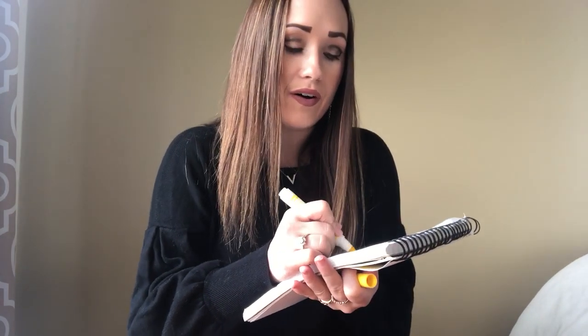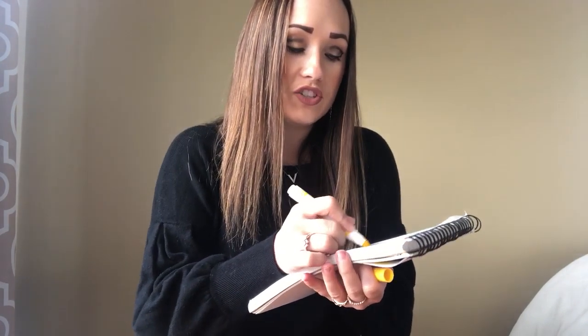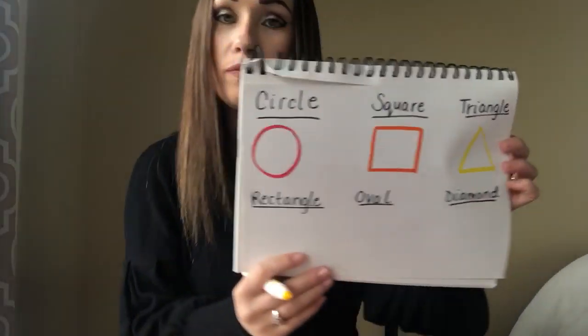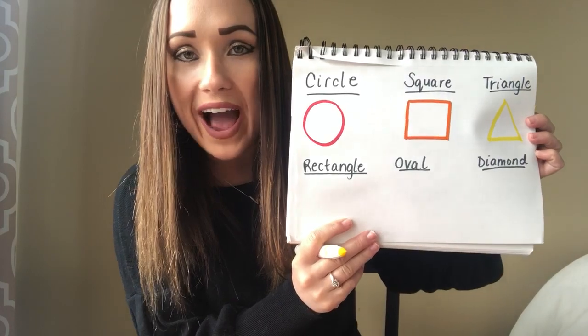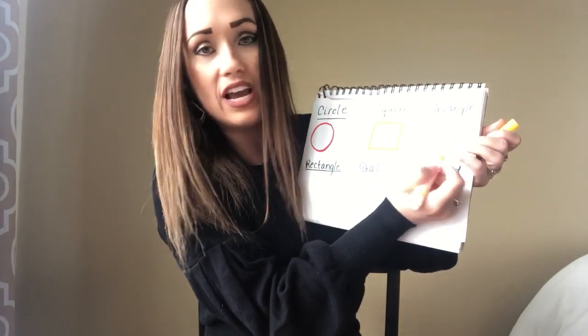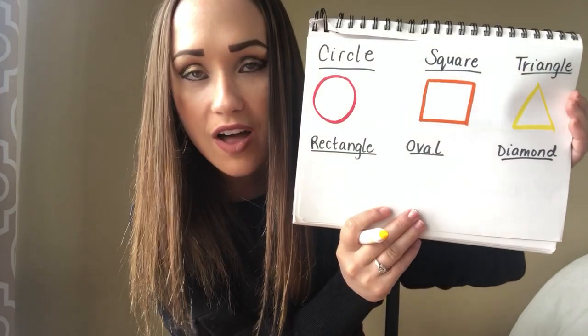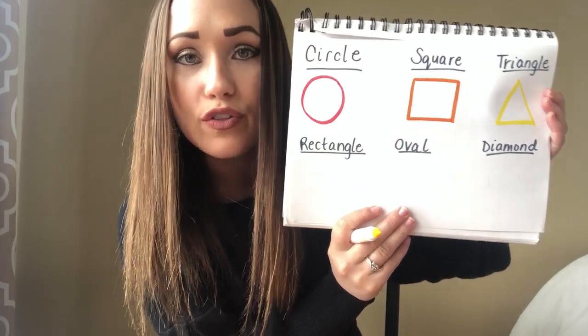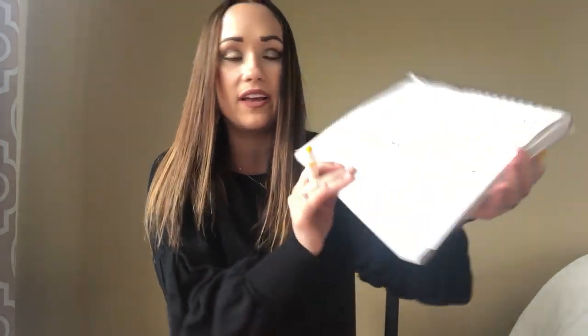Next shape is a triangle. Triangle. So let's draw our triangle. Tri means three. Three, and there are three corners in a triangle. That's why it's called that, triangle. There's three corners in it.